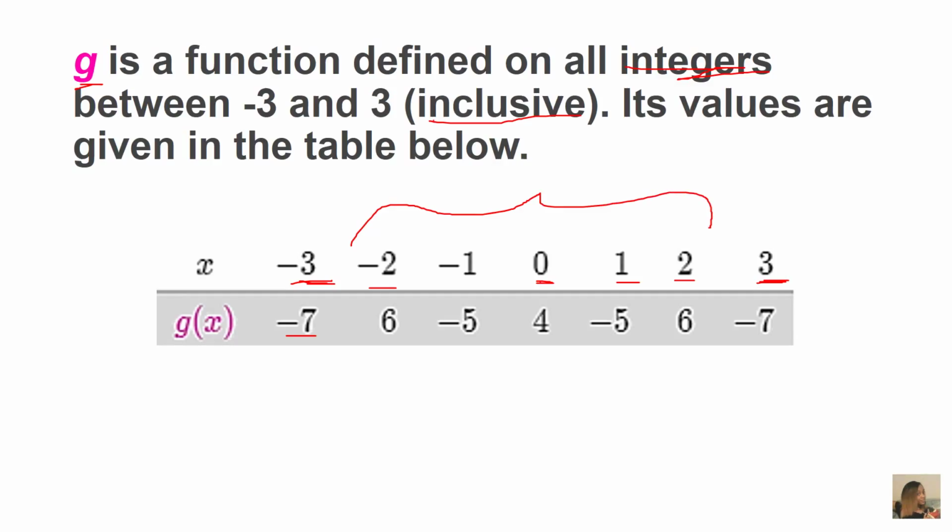Okay? Another way to express negative 3 and 3 inclusive is negative 3 is less than or equal to x, which is less than or equal to 3. So this is a common way to express an inclusive range. So the values of g as a function of x are given in the table below. Okay?